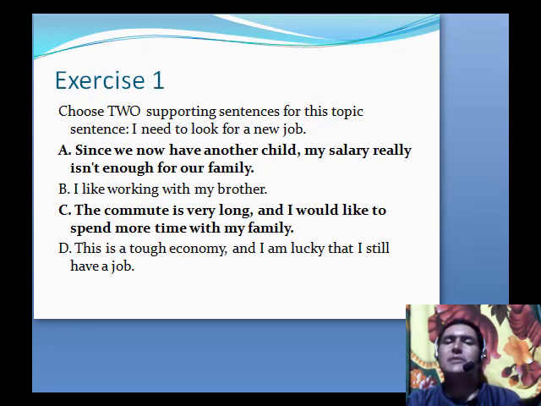In exercise number 1, I have chosen two supporting sentences for this topic sentence: I need to look for a new job. Letter A. Since we now have another child, my salary really isn't enough for our family. Letter B. I like working with my brother. Letter C. The commute is very long, and I would like to spend more time with my family. Letter D. This is a tough economy, and I am lucky that I still have a job. In this exercise, the two correct supporting sentences are letter A and letter C.